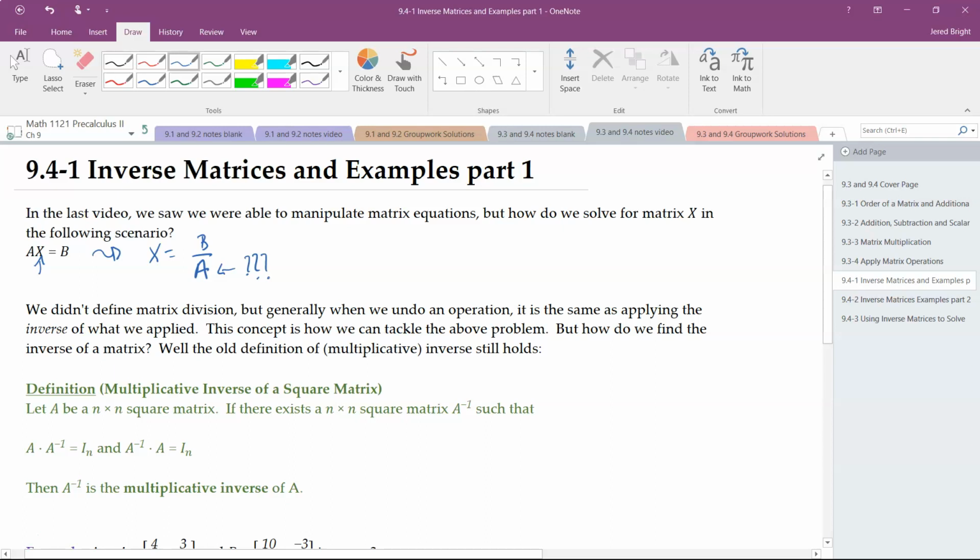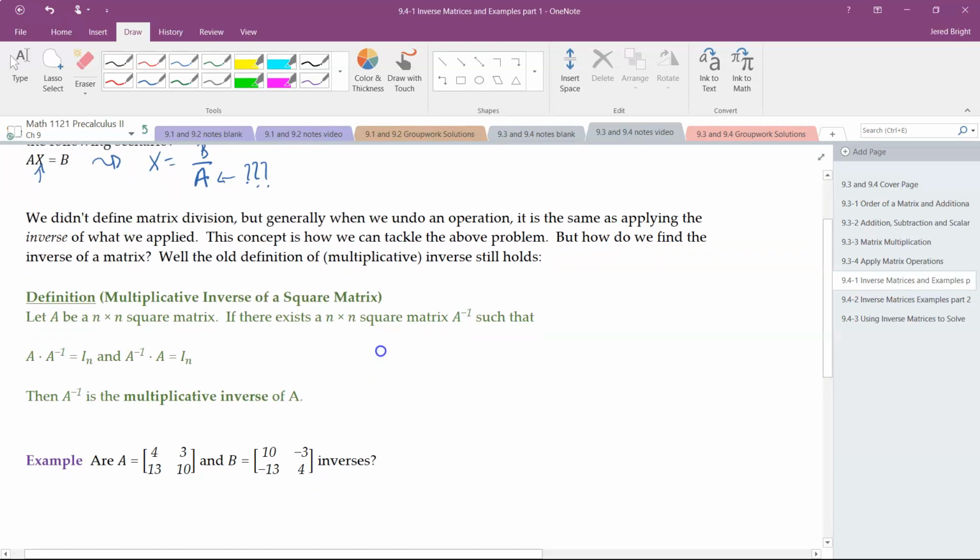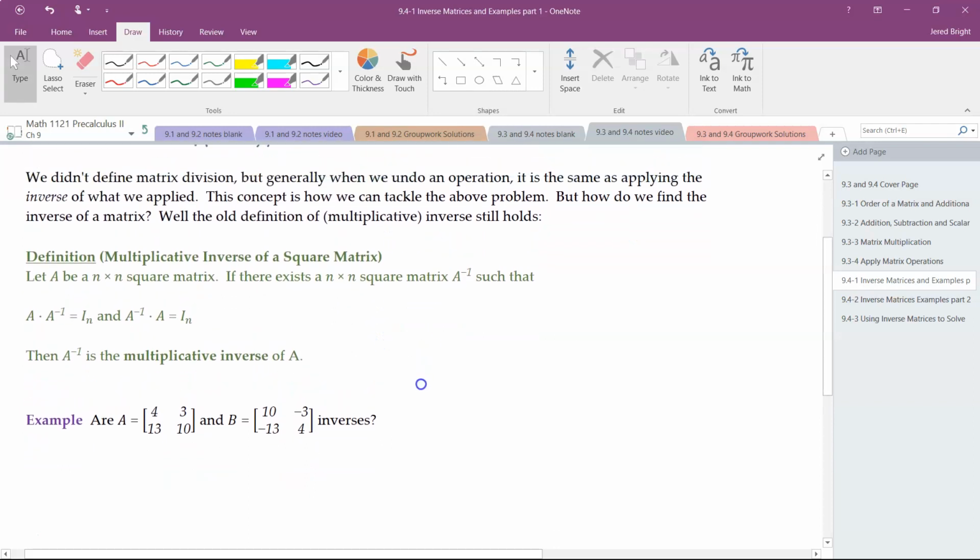The idea here that we actually want to do instead is not matrix division. When we divide, that's the inverse operation to multiplication, and similarly, subtraction is the inverse operation to addition. So can we think about this idea of an inverse, or undoing what we did, in a different way? That's where we can think about this concept of inverse, and remember the definition of multiplicative inverse, because that's ultimately what we want to do. We want to undo the multiplication. We want to do the inverse operation of multiplication.